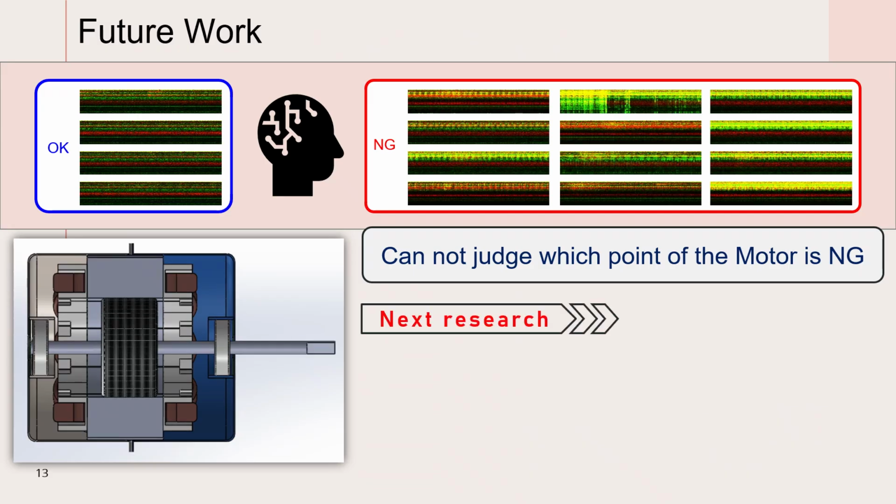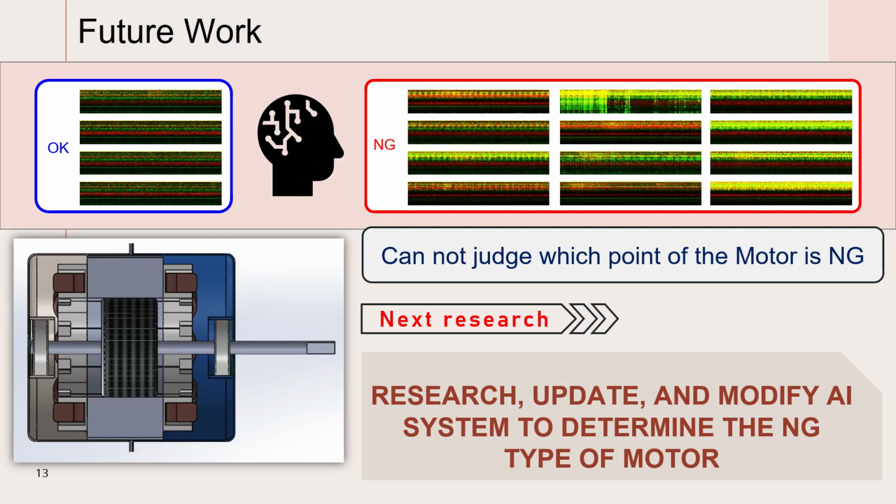What is the future work? Currently, the AI just decides whether products are OK or NG, and cannot judge which part of the motor is NG, so the next research is to modify the AI system to determine the NG type of motors.